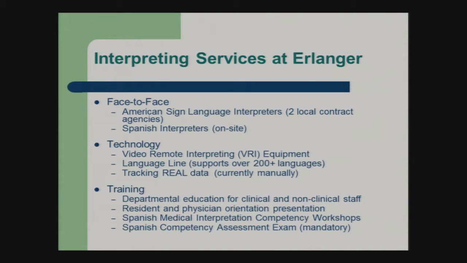So when the physical interpreters are not available, we go to technology. For the deaf and hard of hearing, we have video remote interpreting. It's called a VRI for short. And it's a laptop where you can dial into a live interpreter on the screen so that you can communicate with your deaf or hard of hearing patient.